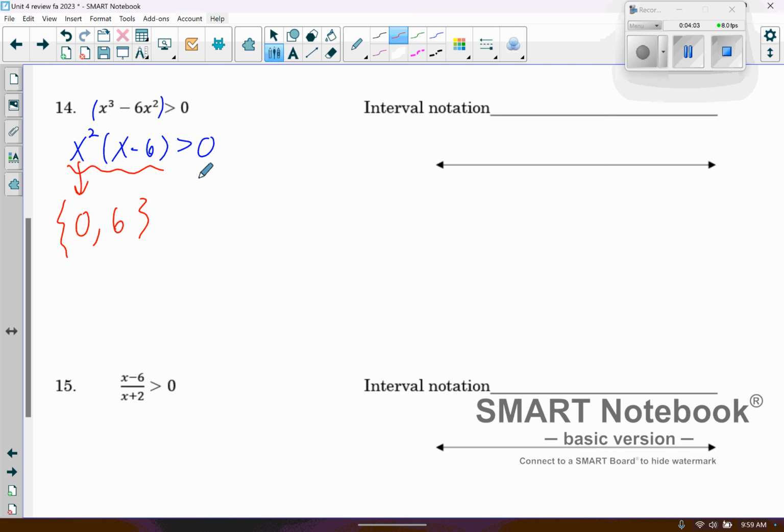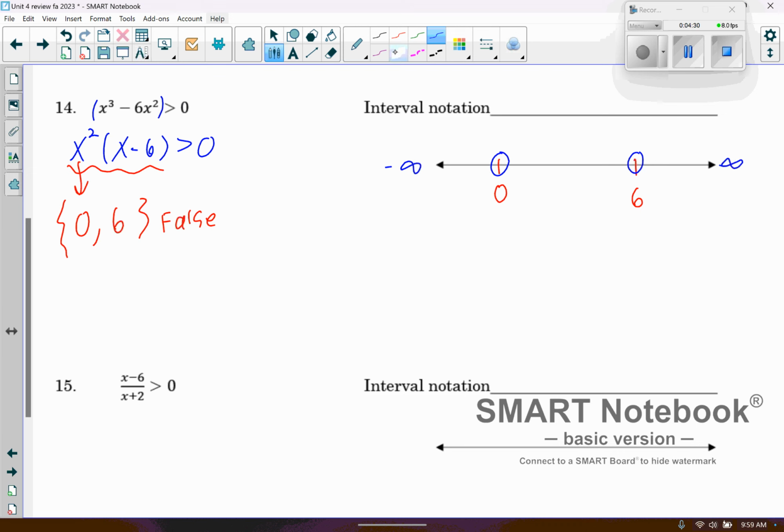Then we ask ourselves, is that true? When I plug that in, is 0 greater than 0? This one's actually going to be false. So what that means is that on my number line at 0 and at 6, I'm going to want to use an open circle because those points are not included. Now maybe the points between them or beyond them may work, and that's what we have to do next, is test.